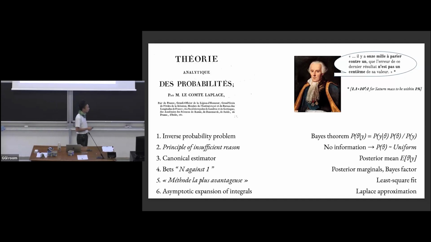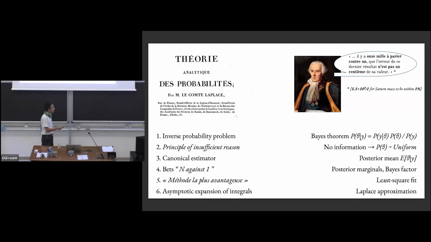Famously, Laplace would place bets, for example, for estimating the mass of Jupiter or Saturn. He would say that he would place a bet of 11,000 against 1 that the mass he had estimated falls within 1% of the estimated value. And this is exactly one-to-one with our beloved 68% credible intervals.